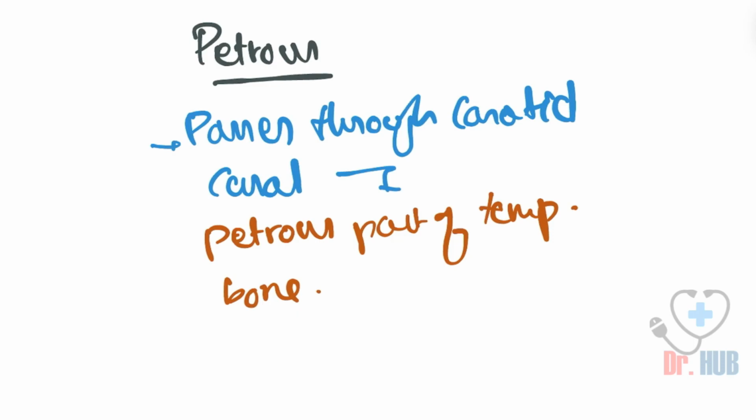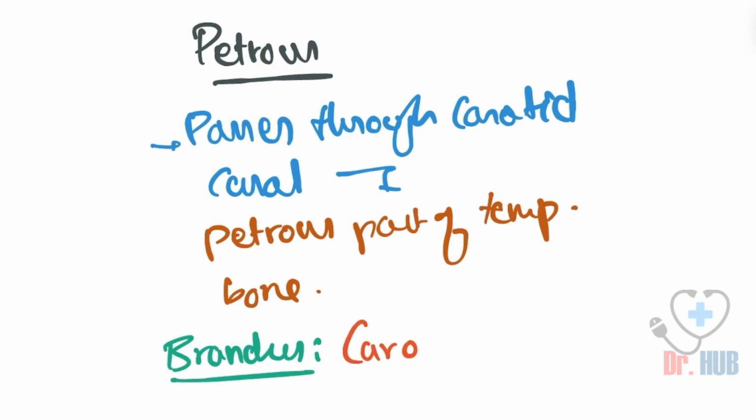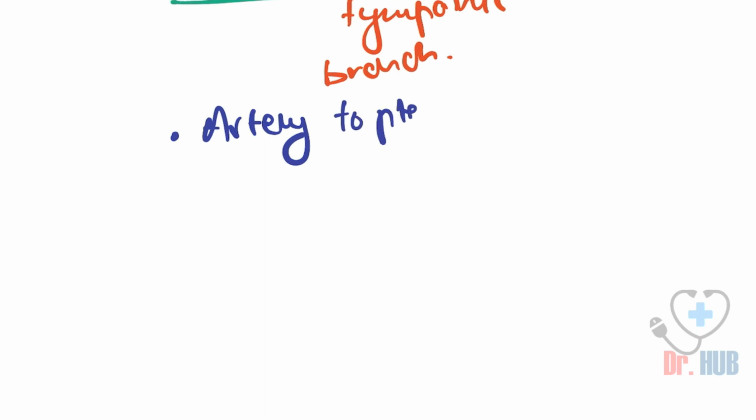Next, what are the branches of this? The branches of the petrous part include the caroticotympanic branch, as well as the artery to the pterygoid canal.